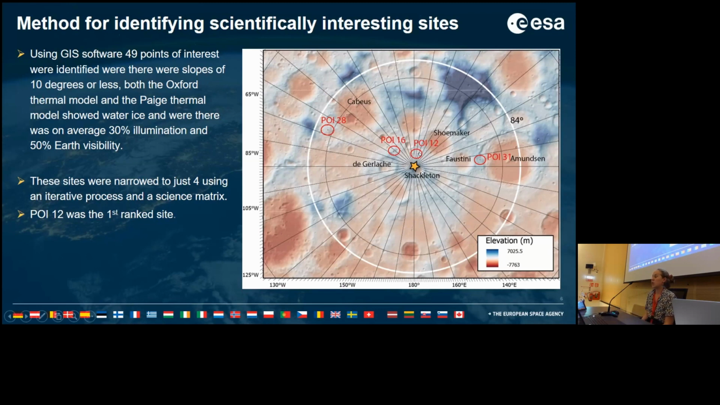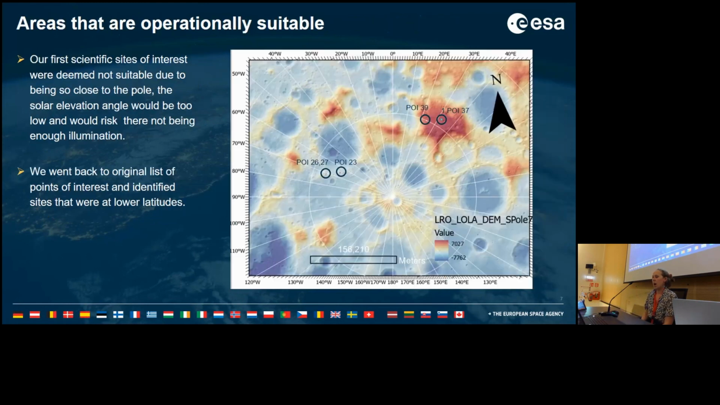Now, this site was really interesting scientifically, but unfortunately, operationally was not quite as good. This was because of the solar elevation being really low, so close to the poles. So we went back to the original list of points of interest, there was an original 49, and we identified 4 more sites that were at lower latitudes and therefore had higher solar elevation angles.